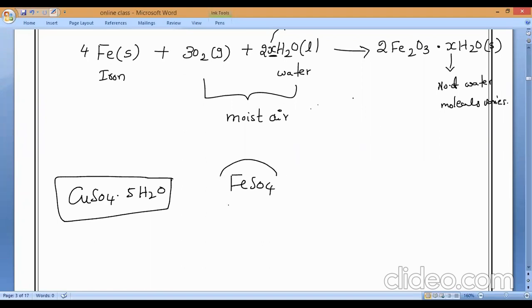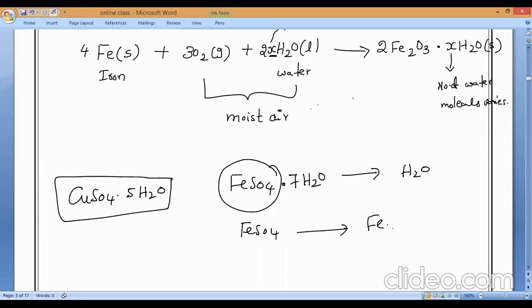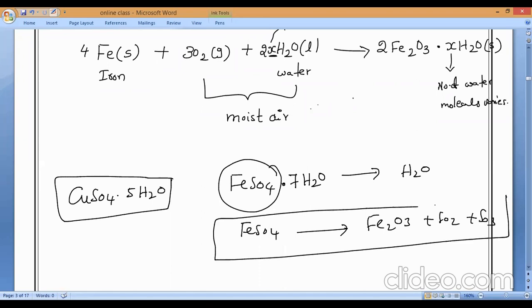But what are we going to get? Actually, it is the hydrated salt. We are going to get FeSO4·7H2O. So first it will be heated, water will go out, and then only the FeSO4 reaction will be carried out. Then we are going to get Fe2O3 plus sulfur dioxide plus sulfur trioxide. Do you remember this reaction? I taught you the decomposition reaction. Yes or no? Please respond.